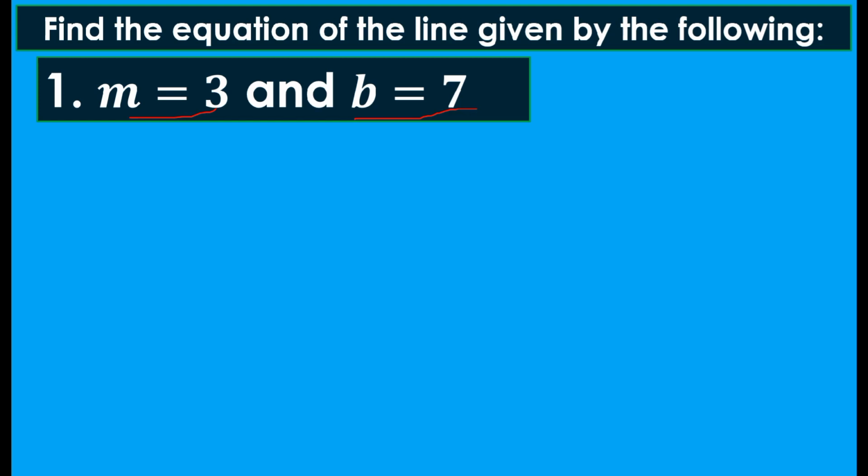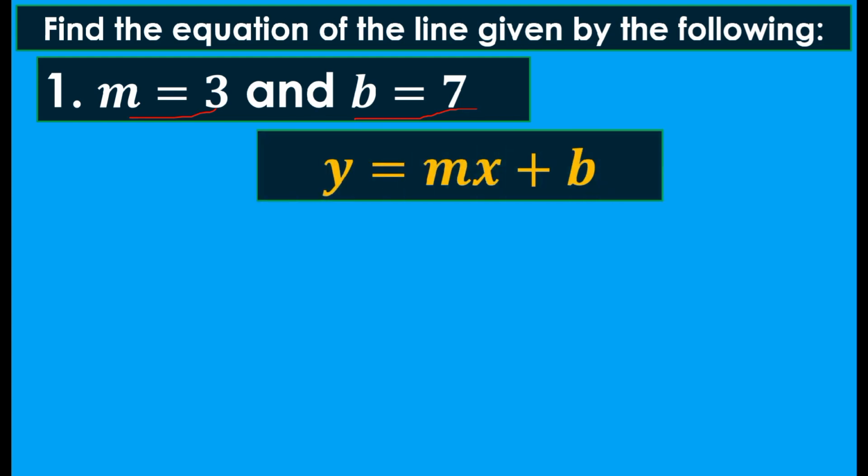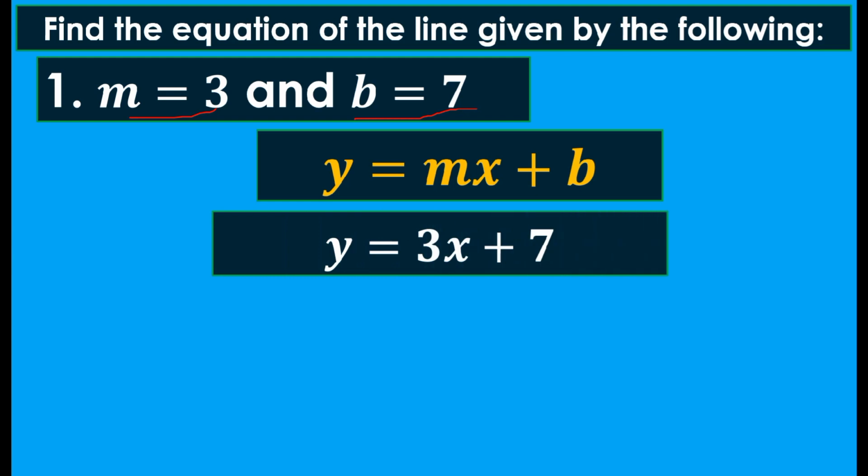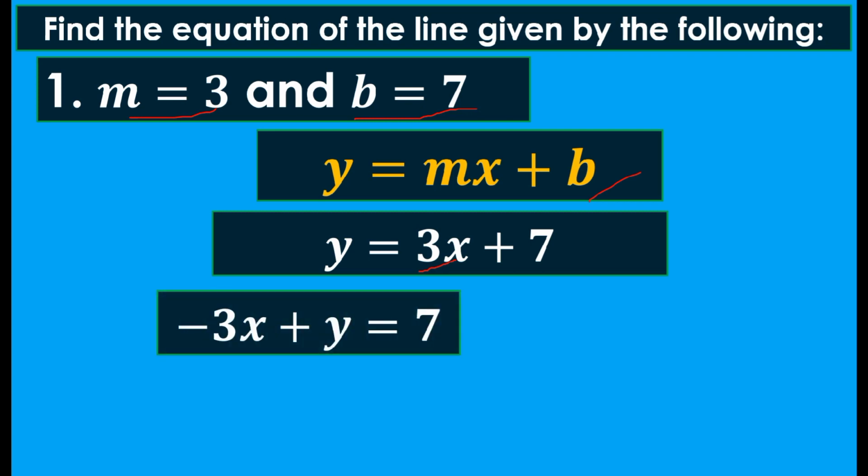Since the slope and the y-intercept are given, we need to follow the form y equals mx plus b. So substitute si m. Okay, naging 3 na siya. So 3x. I-substitute si b, naging 7. So we have now y equals 3x plus 7. And we change it into standard form. So si 3x na ngayon, ililipat natin, mag-change sa equal sign. Okay, so magiging negative 3x plus y equals 7. Pero dapat si 3 ay always positive.